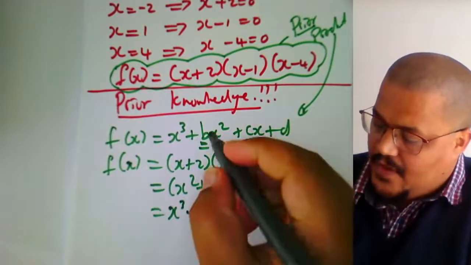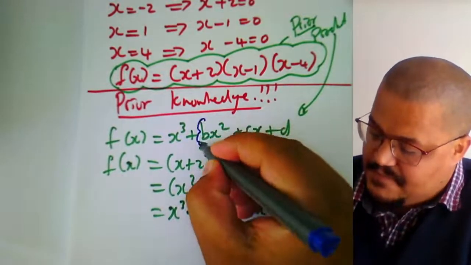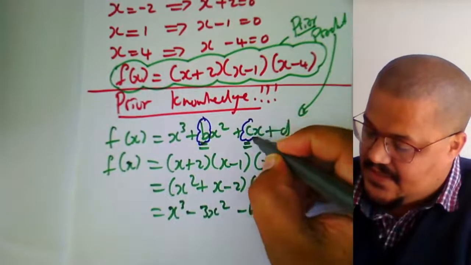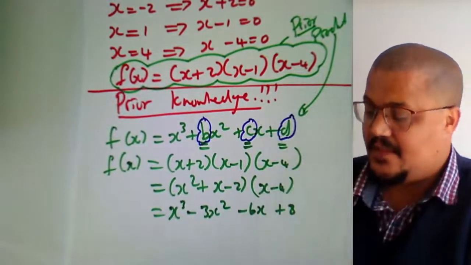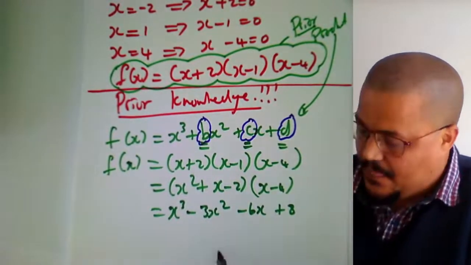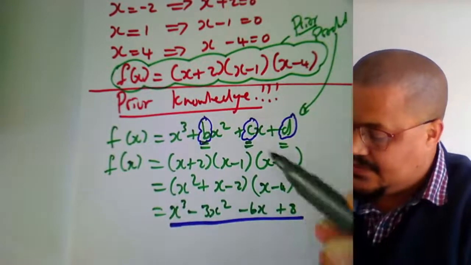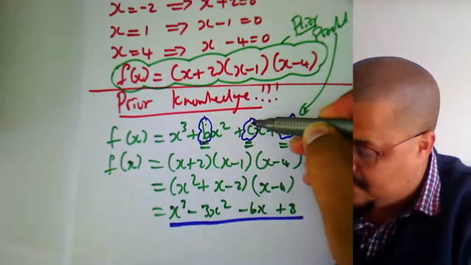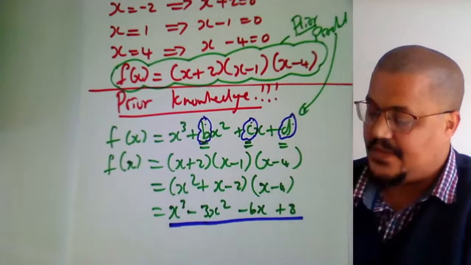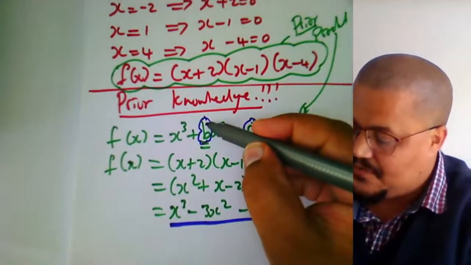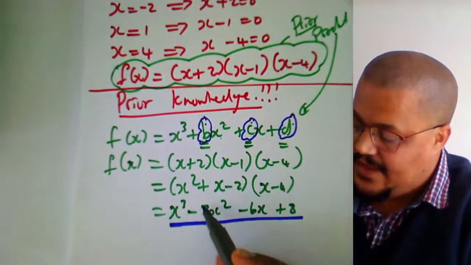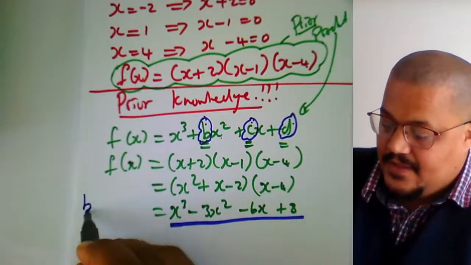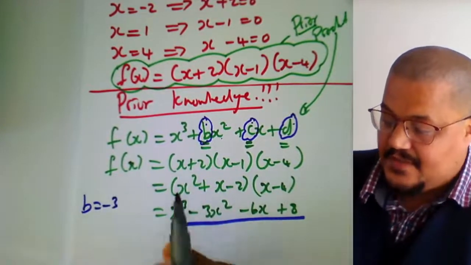Okay, and we have identified that that is B there, that is C there, and that is D there. So in my solution, I look for the position of B, I look for the position of C, and I look for the position of D. B is the coefficient of x squared, which is negative 3. So B is equal to negative 3.